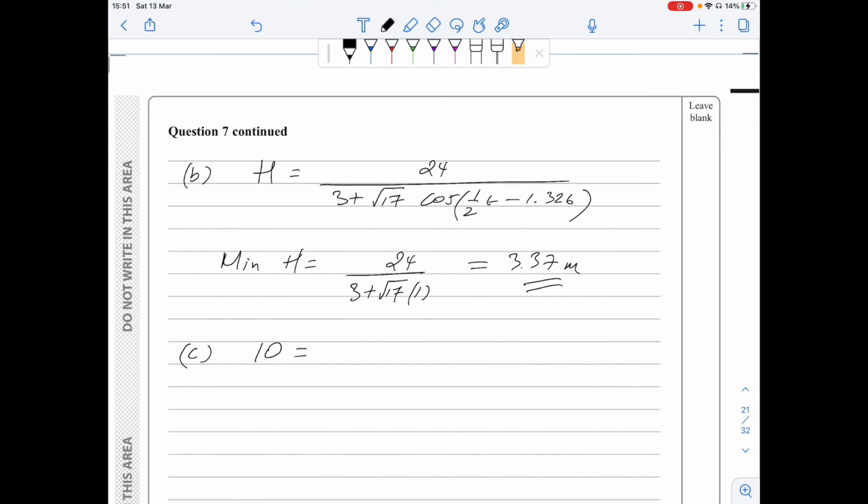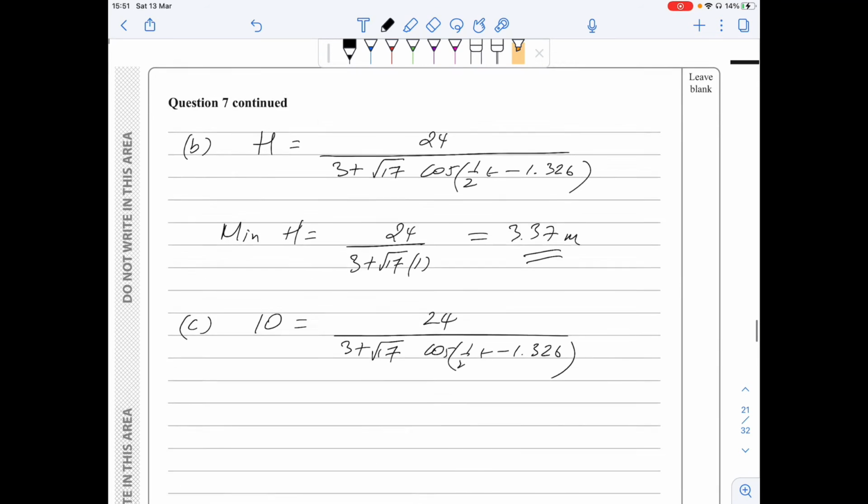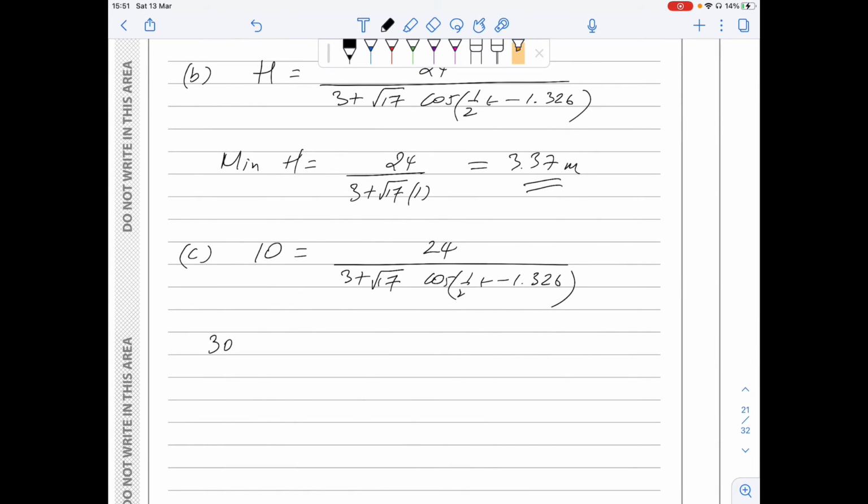And then in part C, I need h to be equal to 10. So 10 equals 24 over 3 plus square root of 17 cos of 1 over 2 t minus 1.326. If I cross multiply, I get 30 plus 10 root 17 cos of 1 over 2 t minus 1.326 equals 24. If I rearrange this, I get cos of 1 over 2 t minus 1.326 equals minus 3 root 17 over 85.